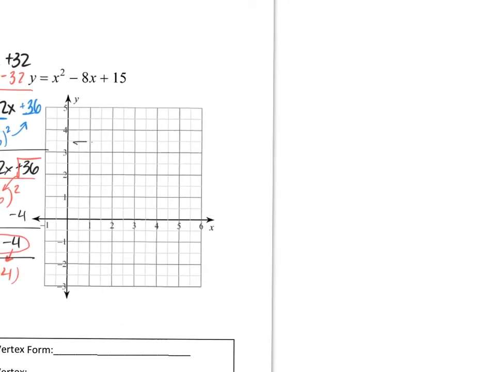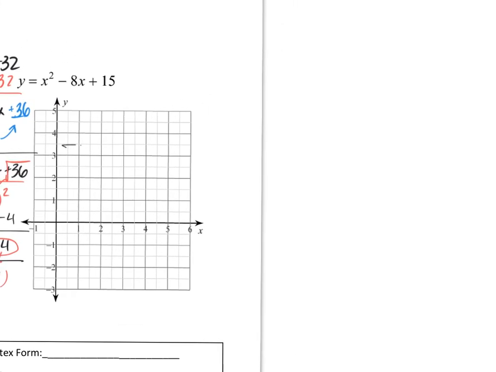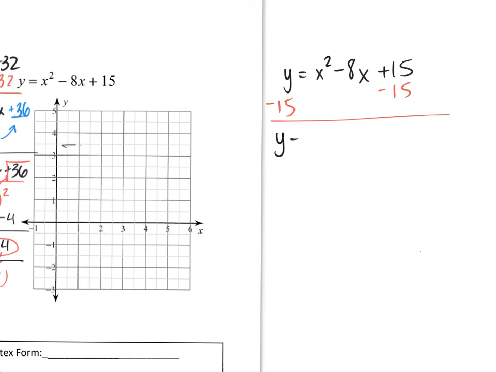Let's do the same method for the next one over here. I've got the equation y equals x squared minus 8x plus 15. Again, this 15 is not easily square rootable, so I'm going to subtract him off to the other side. So I have y minus 15 equals x squared minus 8x.